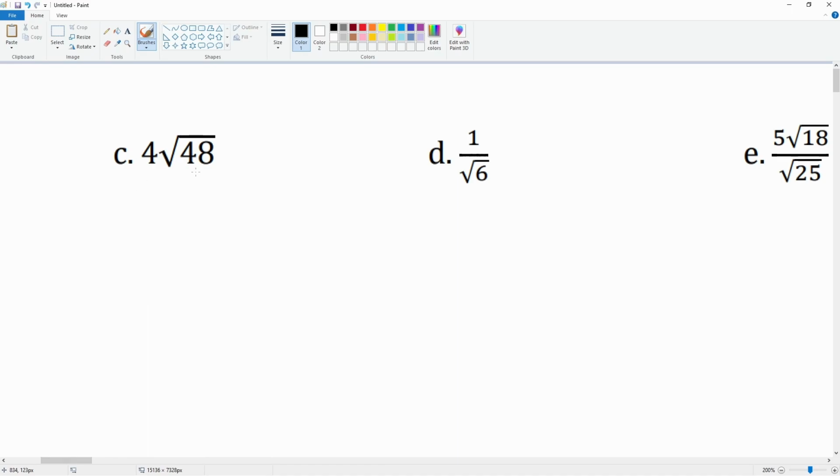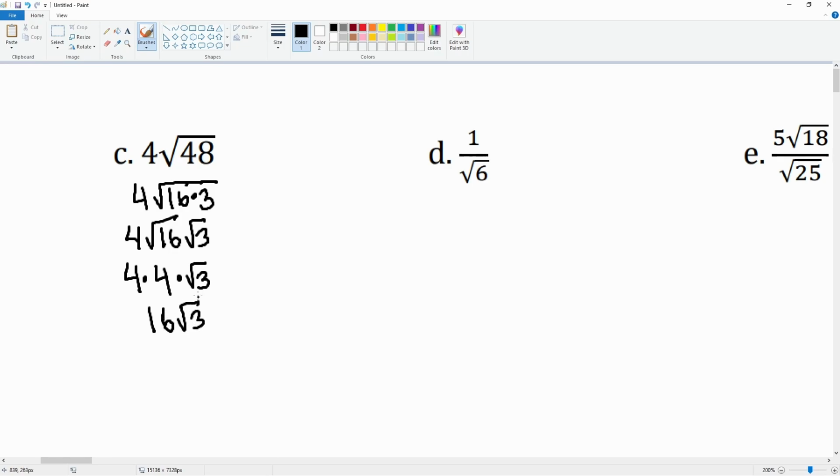Here we have 4 radical 48. And I know 48 can be divided by 16. Yes. So I'm going to split the radical 48 into 16 times 3. So we have that 4 out in front, radical 16 times radical 3. Nothing happens to that 4. Radical 16 becomes a 4. Nothing happens to that radical 3. 4 times 4 is 16, and we have that radical 3 there as well.